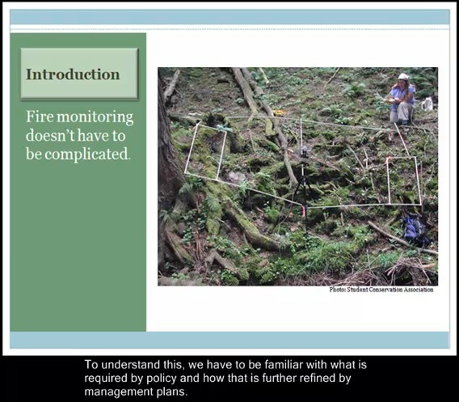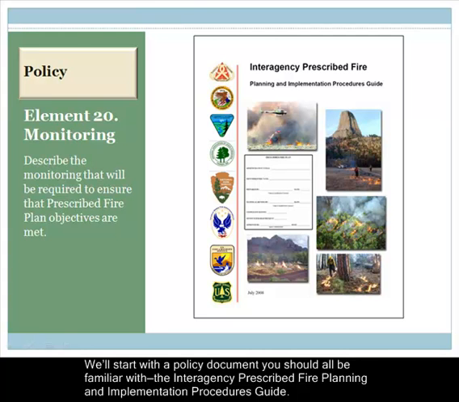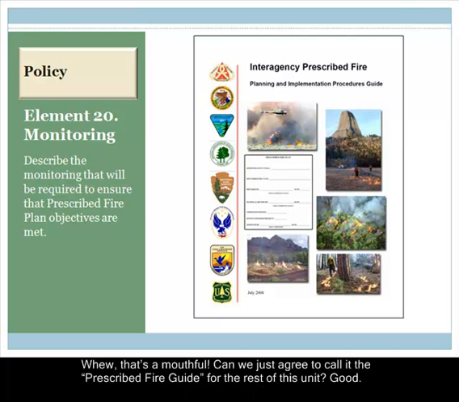To understand this, we have to be familiar with what is required by policy and how this is further refined by management plans. We'll start with a policy document you should all be familiar with, the Interagency Prescribed Fire Planning and Implementation Procedures Guide. Whew, that's a mouthful. Can we just agree to call it the Prescribed Fire Guide for the rest of this unit?